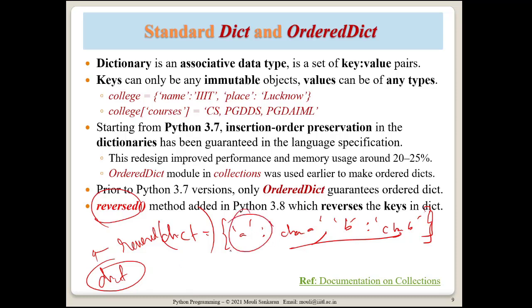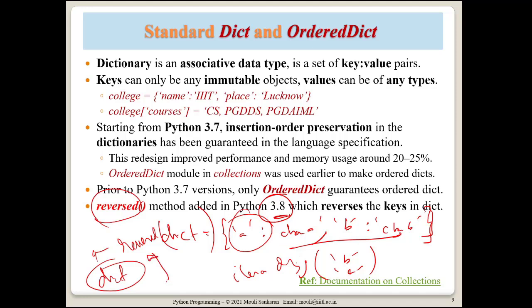It reverses the keys. It gives you an iterator object which reverses the key order. Suppose it is in this AB order, it gives you BA. Remember, it was added in 3.8. That means the dictionary is already ordered. Prior to 3.7, it was not ordered. Now any dictionary is ordered, so you can reverse it.